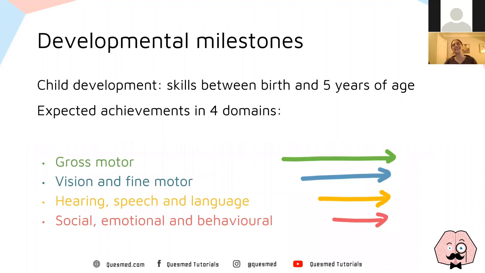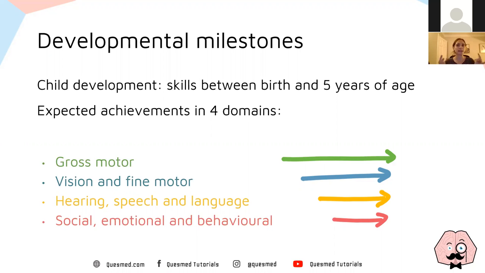Right, so a little brief overview about developmental milestones. When we talk about developmental milestones, we're talking about steps in a child's development, and these are skills that we'd expect a child to achieve between birth and 5 years of age, really. That's the limit that we're looking at.